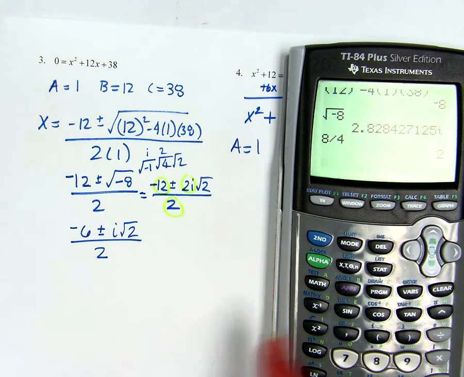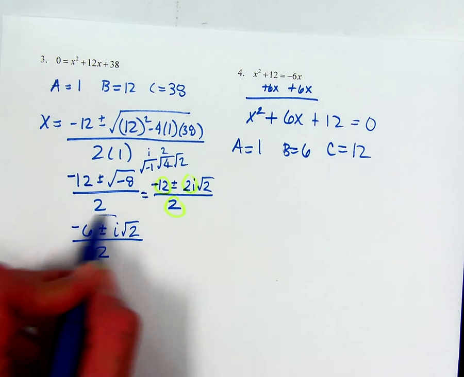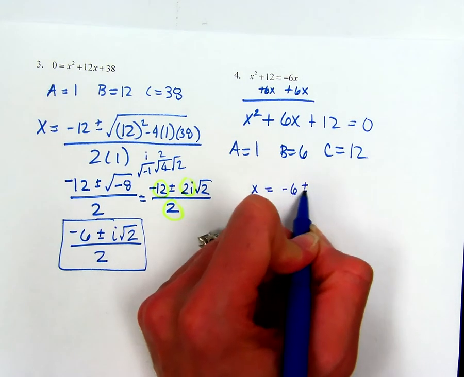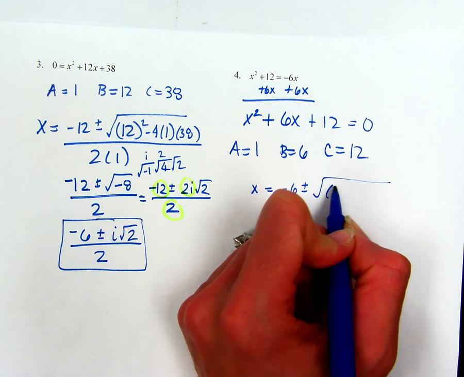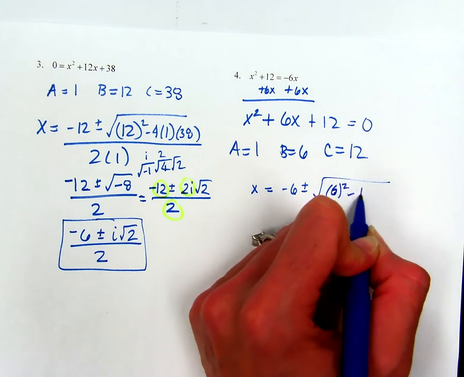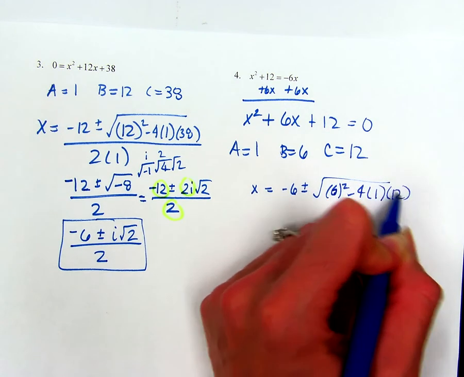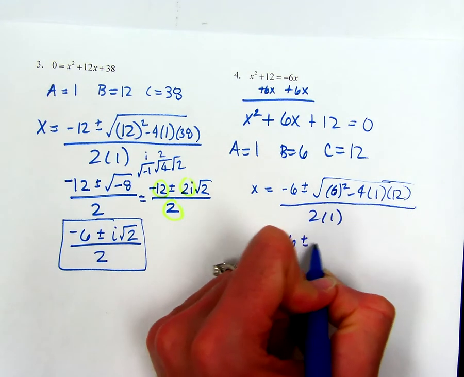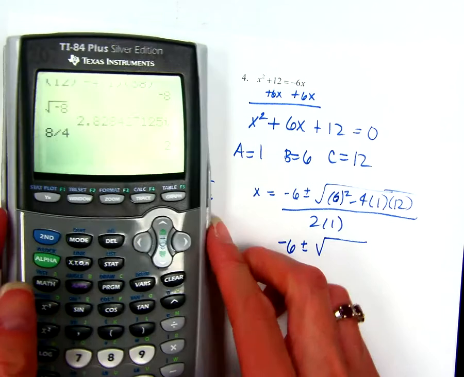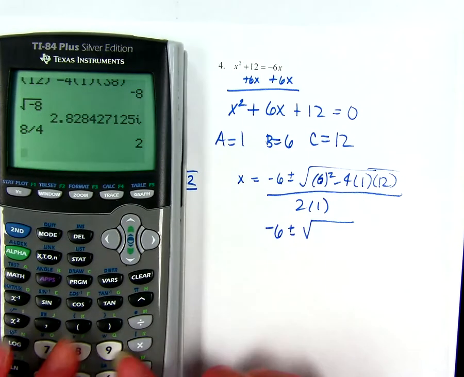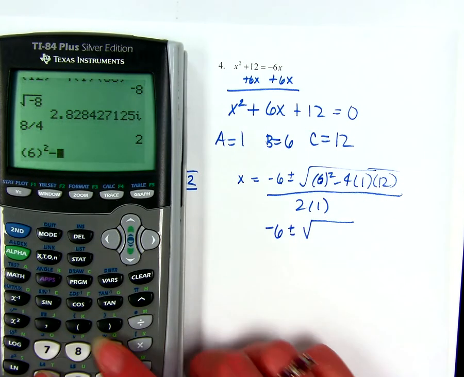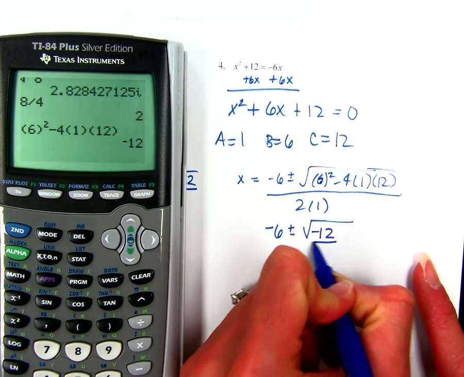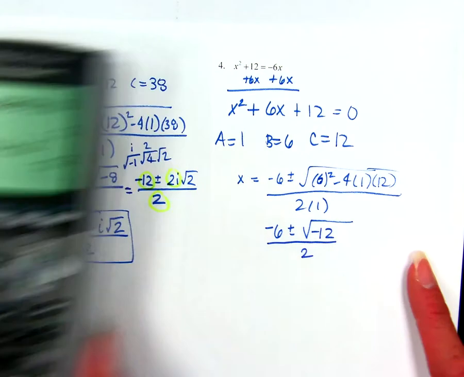All right, and then the last problem, we have negative b plus or minus the square root of b squared minus 4 times a times c all over 2a. So we have negative 6 plus or minus, and I have to figure out what this is. So we have 6 squared minus 4 times 1 times 12, which is negative 12, and this is 2.